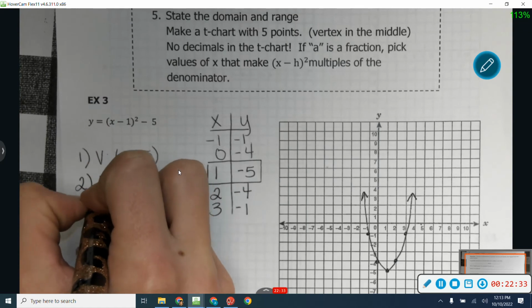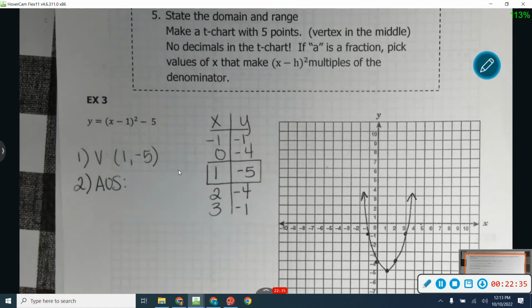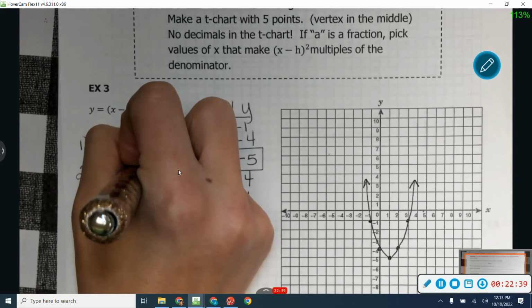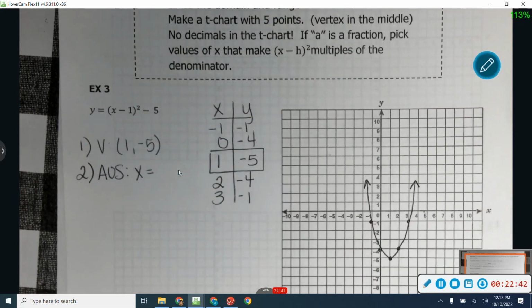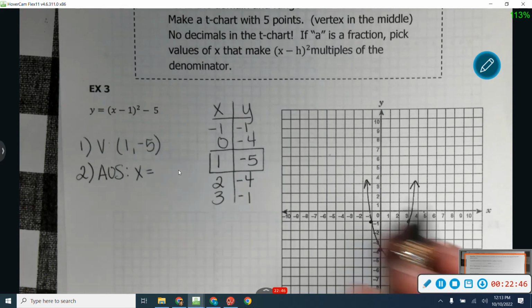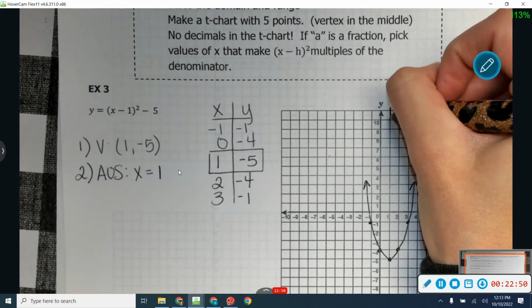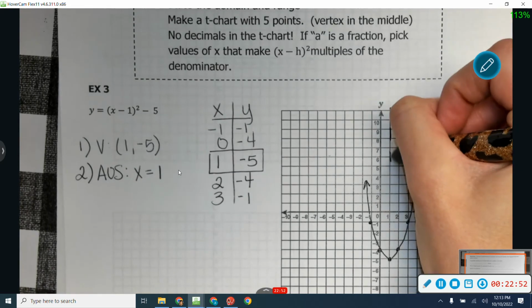Then the axis of symmetry, we can abbreviate AOS. And I said that's always going to be x equals the x value of the vertex because it cuts that parabola in half. So it's x equals what? 1. And we're going to graph that. Every single graph, it's a dashed line that we're going to graph.